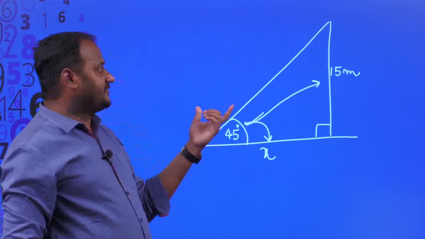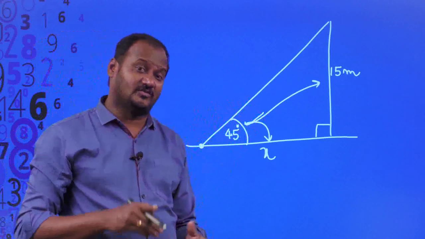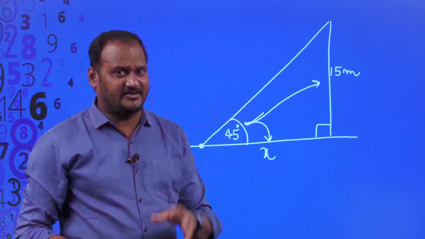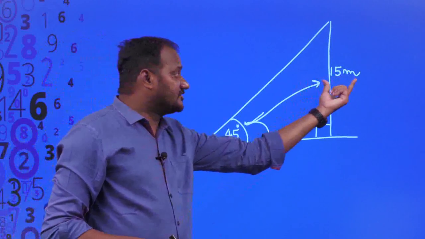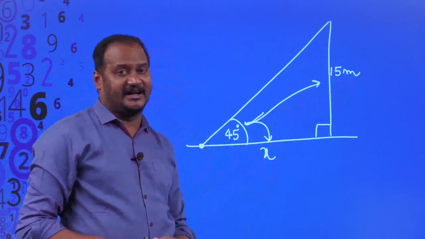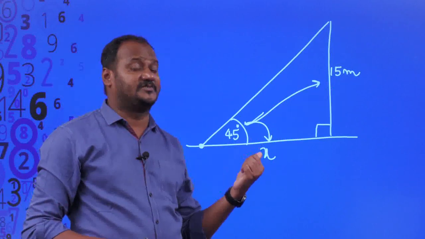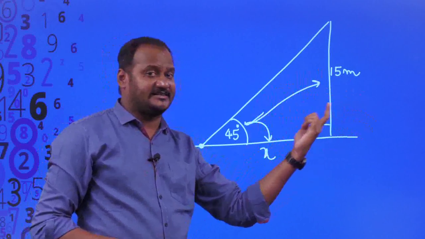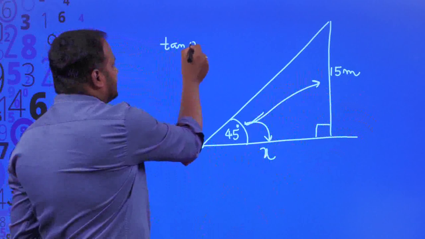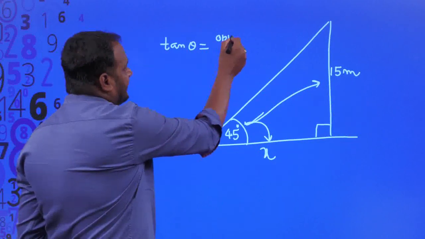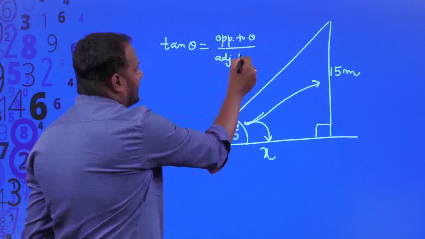Now, just before, we discussed the relations or ratios between trigonometric ratios, or what trigonometric ratios are. Can you exactly tell me which trigonometric ratio gives the relationship between the side opposite to an angle and the side adjacent to that angle? Yes, tan theta or cot theta gives that relationship. So, tan theta is equal to the side opposite to theta divided by the side adjacent to theta, right?